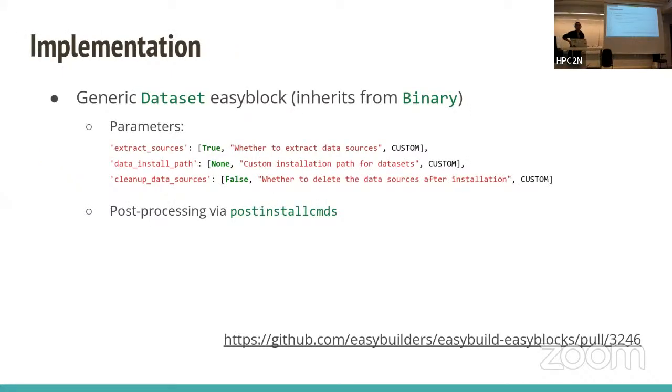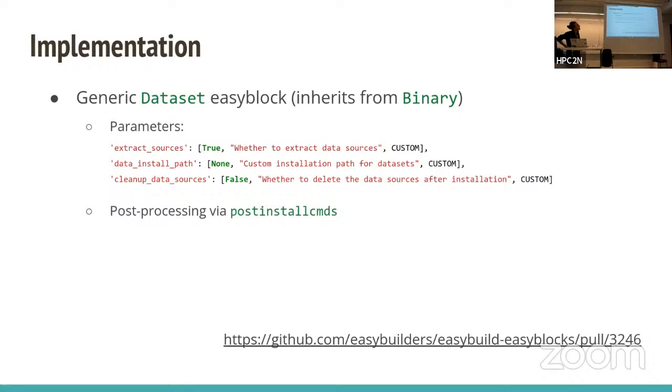So here is the implementation that I currently have. It's in a pull request, but it's still open for discussion. So if you have any ideas to improve, please let me know. What we do is a new EasyBlock, a dataset EasyBlock that inherits from the binary EasyBlock. So actually already you can install datasets with EasyBuild just using the binary EasyBlock. If you have a tarball, you can just use that to install. But I tried to improve it a little bit to make it even more usable.